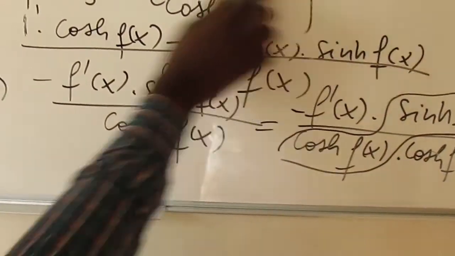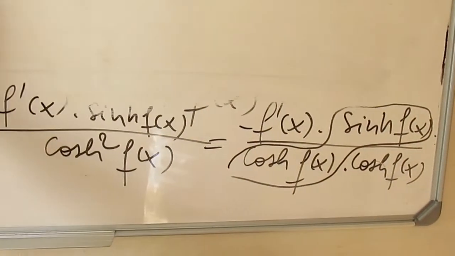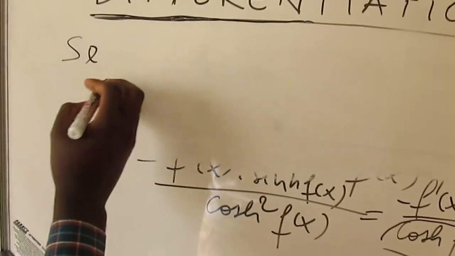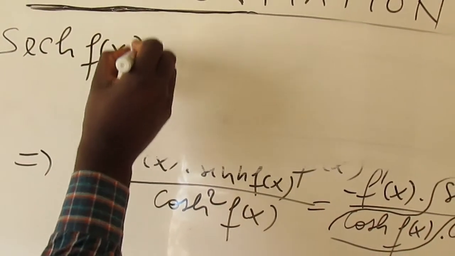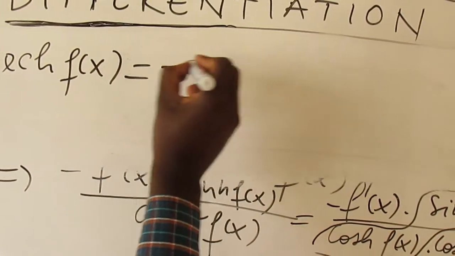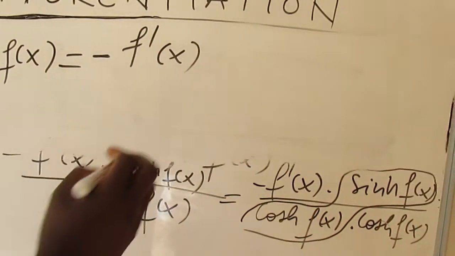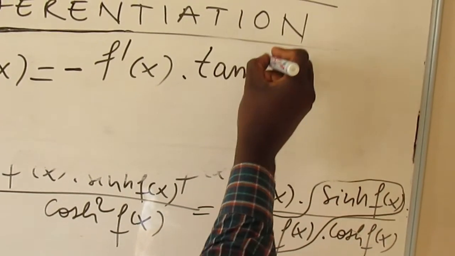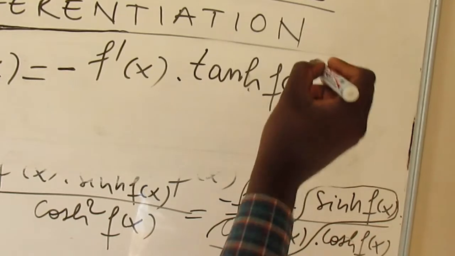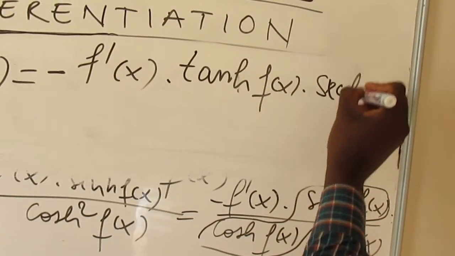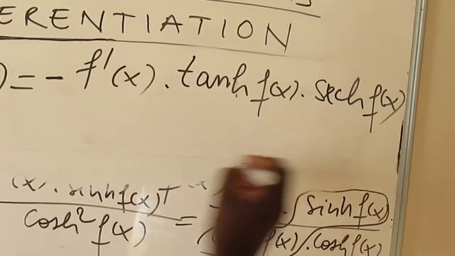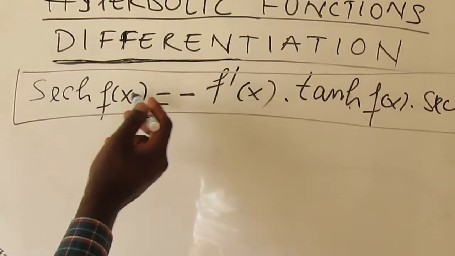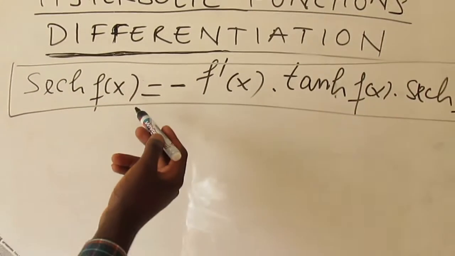So let me erase this quickly and write you the final answer. Finally, the derivative of sec of f of x is equal to negative f prime of x multiplied by tanh of f of x multiplied by sec of f of x. So guys, you see I just proved the derivative of sec of f of x.